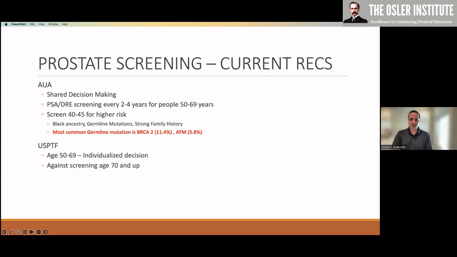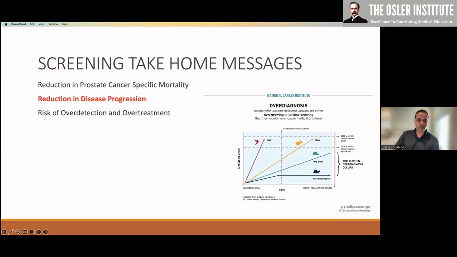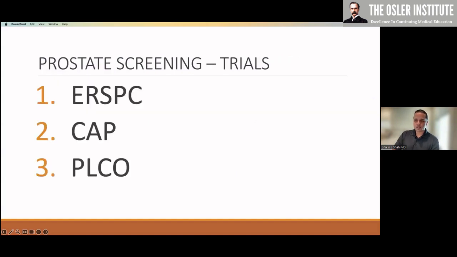The U.S. Preventive Services Task Force changed screening and now recommends screening for 50 to 69 as an individualized decision, and they are against screening for 70 and up. The take-home messages for screening are that screening does reduce prostate cancer-specific mortality. It does reduce disease progression, but this comes at the risk of over-detection and over-treatment. There are 3 trials that looked at screening, ERSPC, the CAP trial, and PLCO, that I'm going to touch upon briefly.